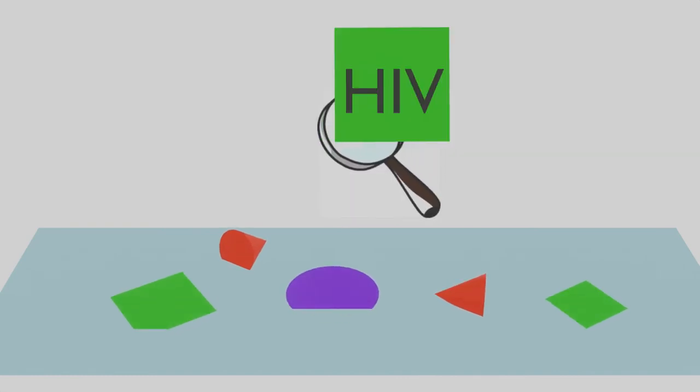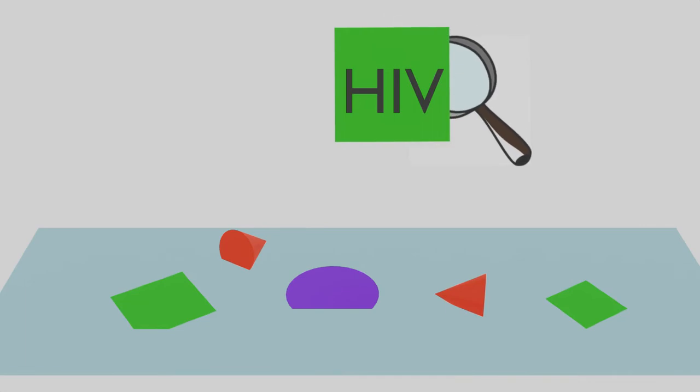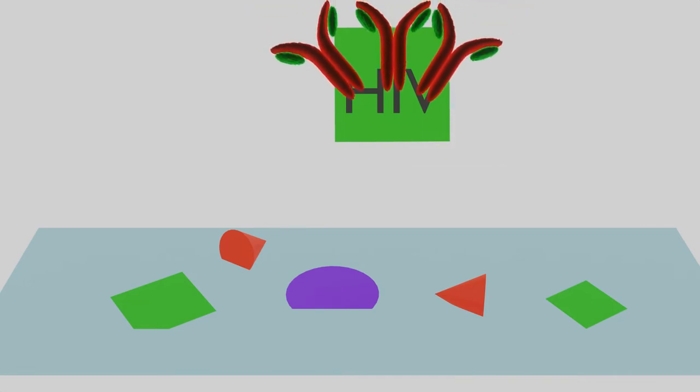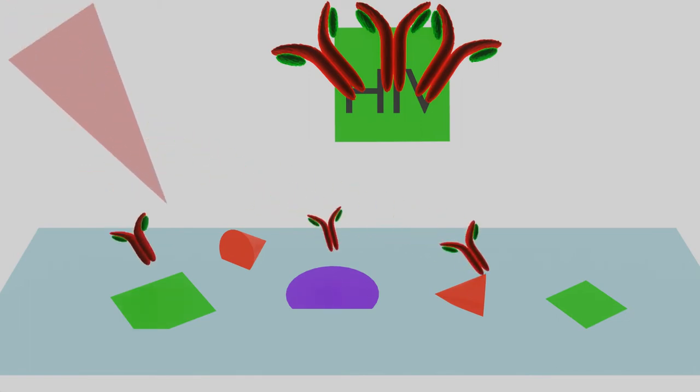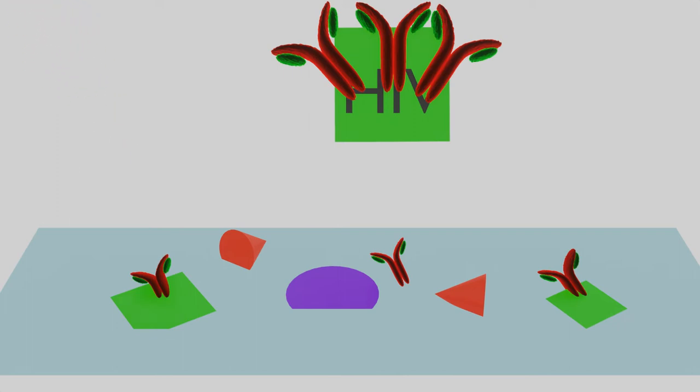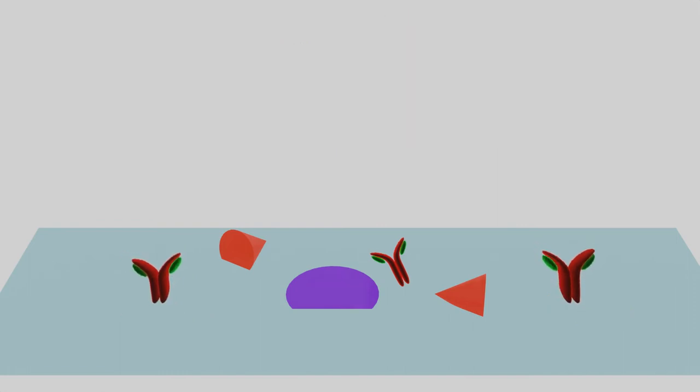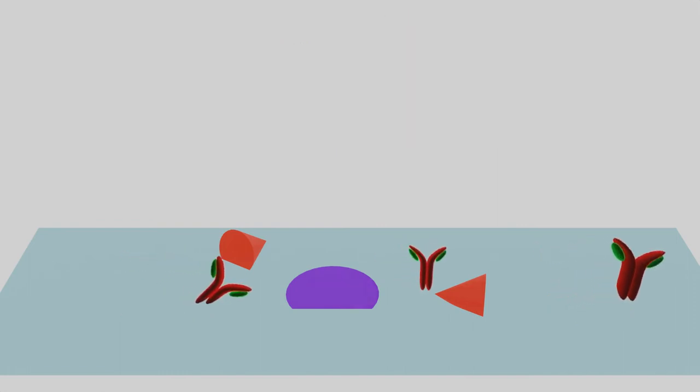Now, it is known beforehand that you are looking for HIV. Therefore, you can obtain a commercially available antibody for HIV and add it to the surface as well. If HIV is present, the antibody will bind to it. If HIV is not present, the antibody remains floating.